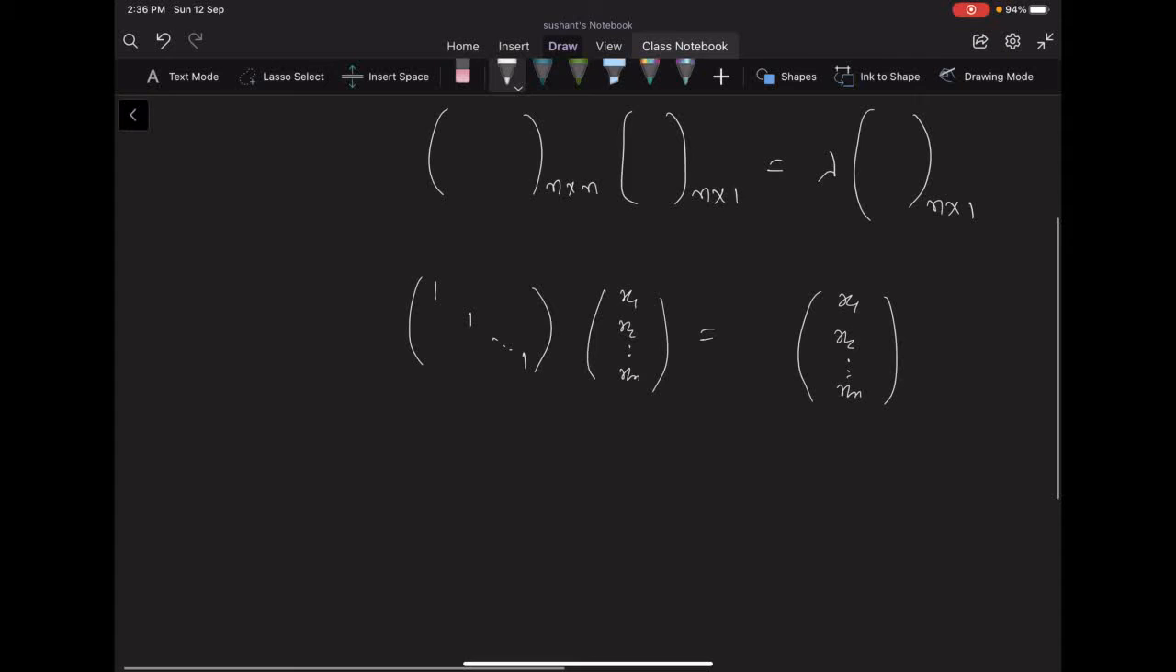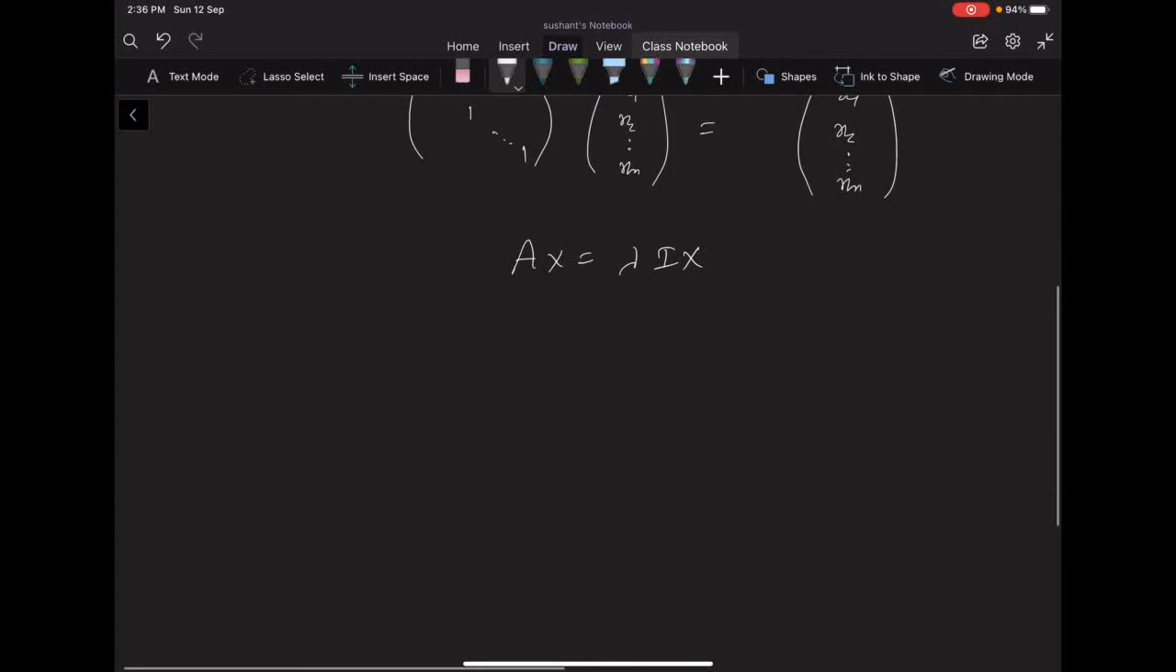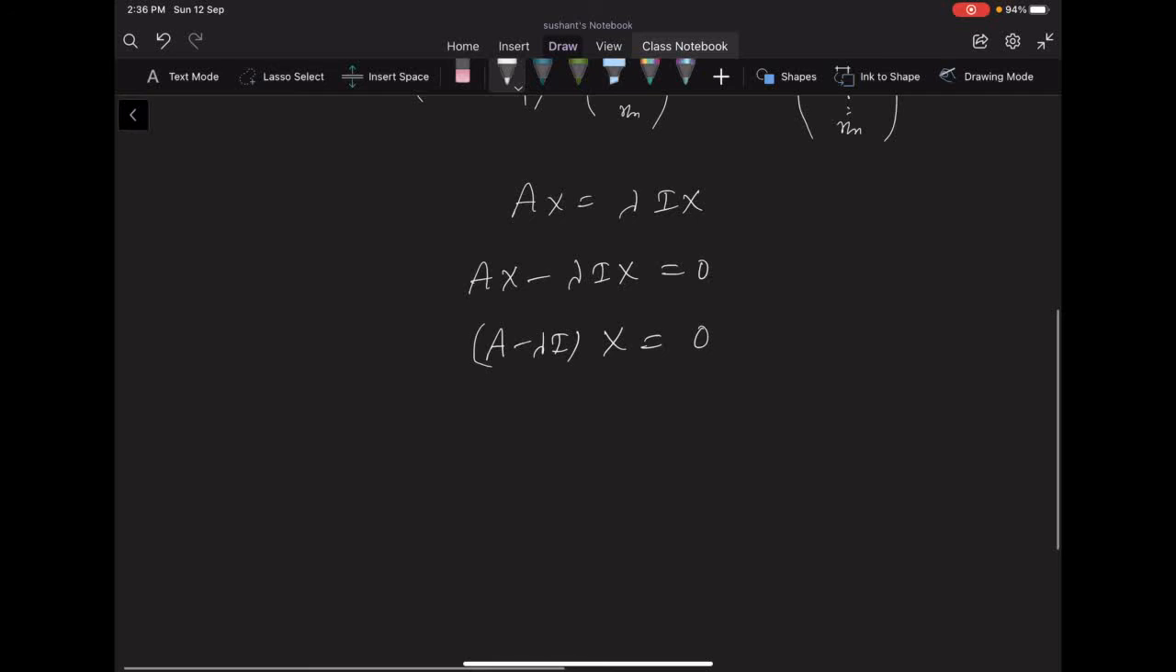Then we can write Ax equals lambda Ix. Taking lambda Ix to the left hand side, we write Ax minus lambda Ix equals 0. So the matrix A minus lambda I acting on column vector x gives the zero column vector on the right hand side. One trivial solution of this equation is that x is the zero column vector.